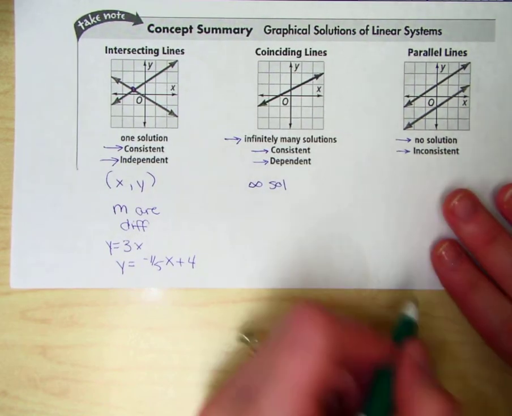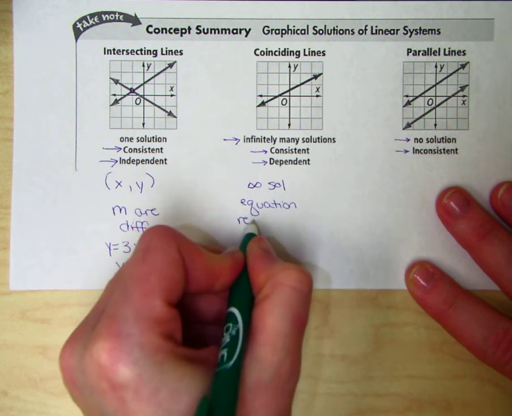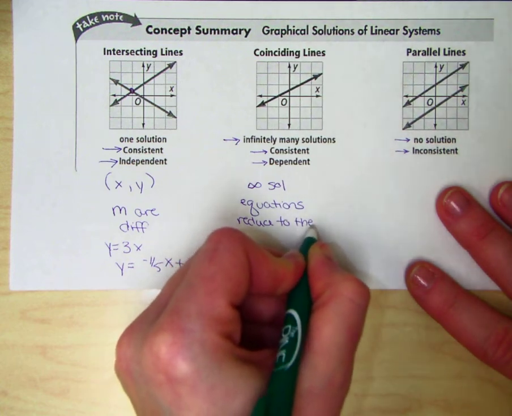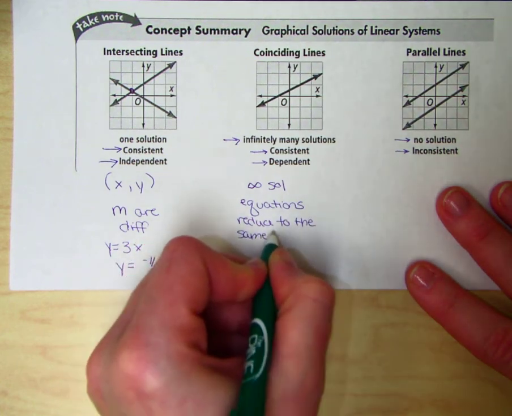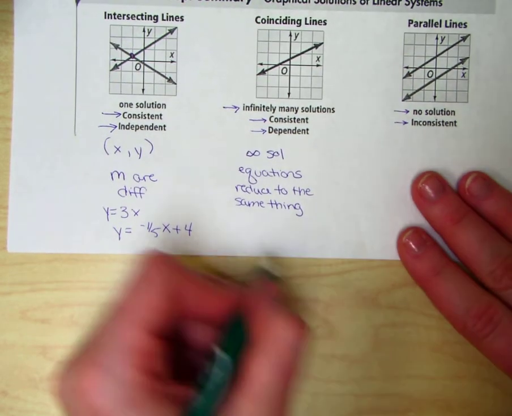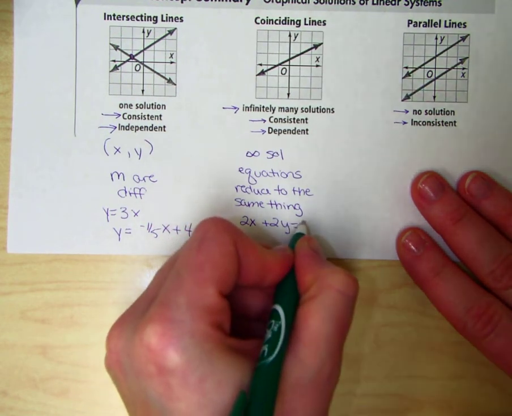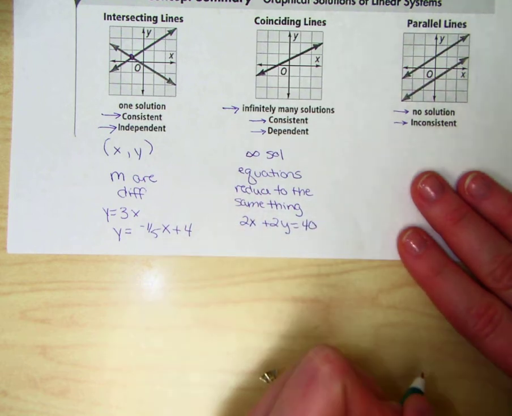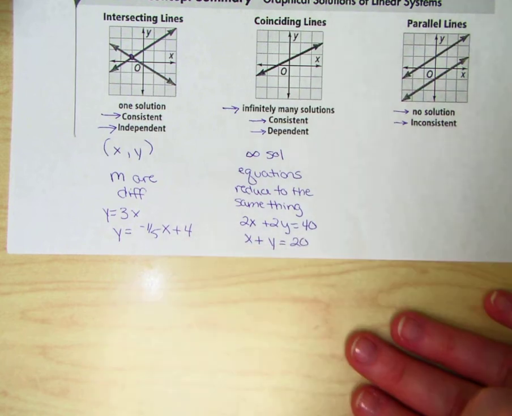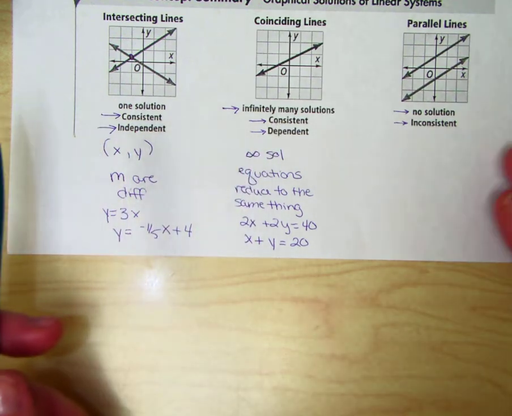The second one, the equations reduce to the same thing. For example, 2x plus 2y equals 40, and x plus y equals 20 would both reduce to the same equation, and therefore would be the same line.